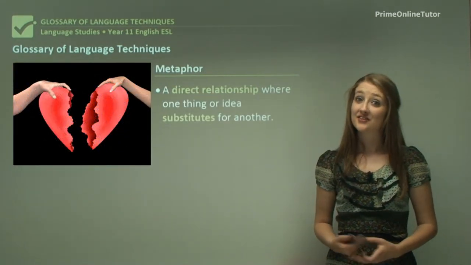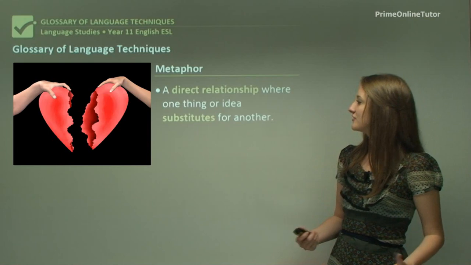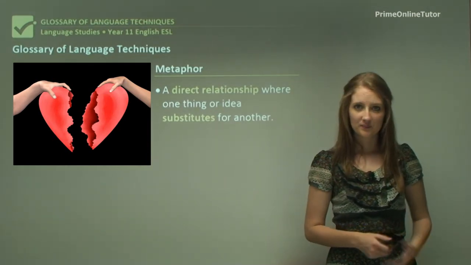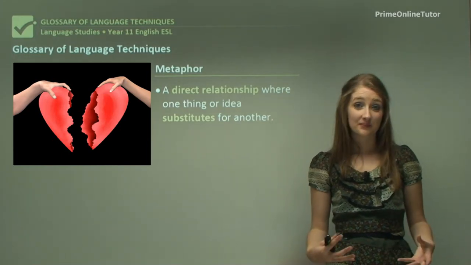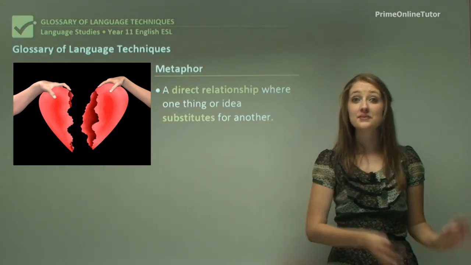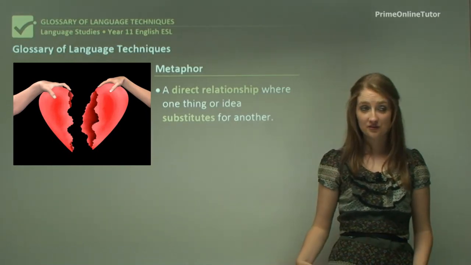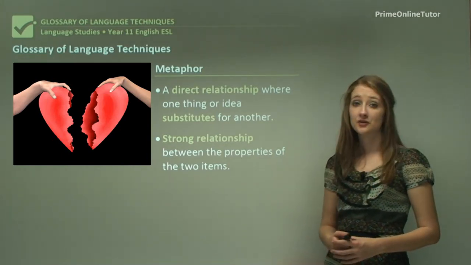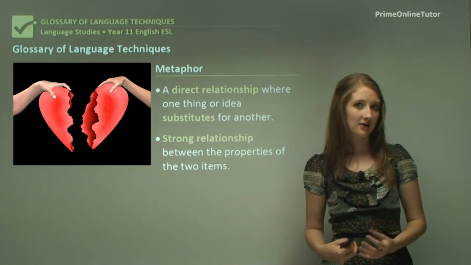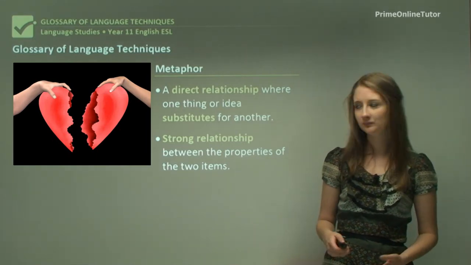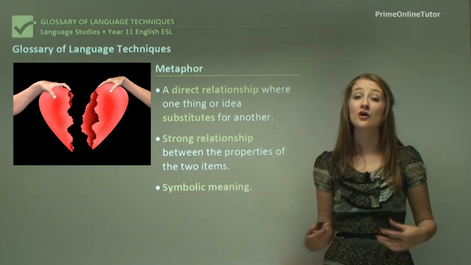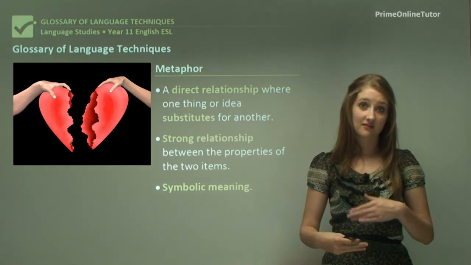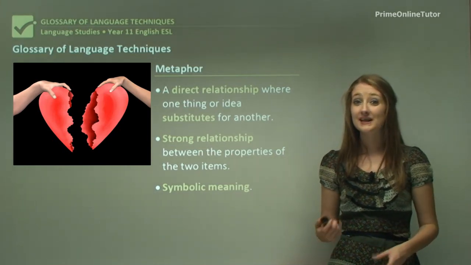So let's take a look at the technique of metaphor. Now, metaphor is a direct relationship where one thing or idea substitutes another. So it's not a sense that something is like something or as something, it's that something is something else. It's a direct substitution. So it really shows a strong relationship between the properties of the two items. It's not a loose comparison, but a very definite, very strong one. It also has often a very symbolic meaning. As we've discussed, a language technique can provide that second level of analysis, and a metaphor is really a key example of that.